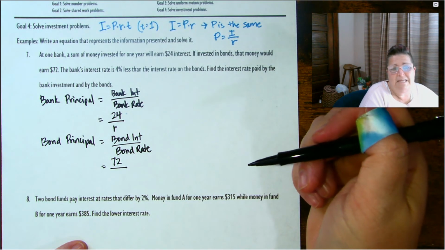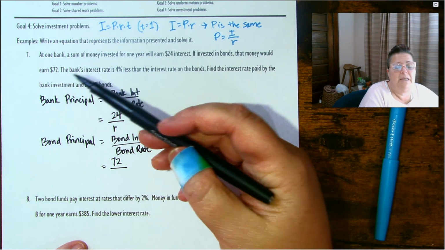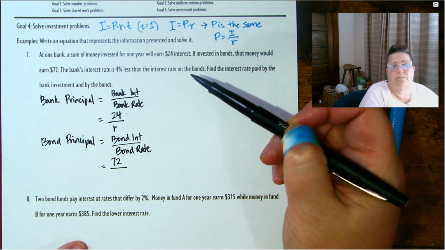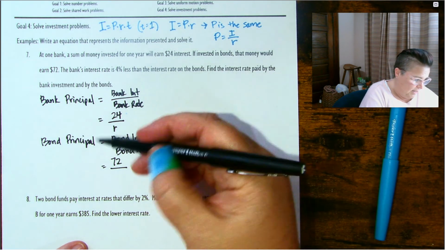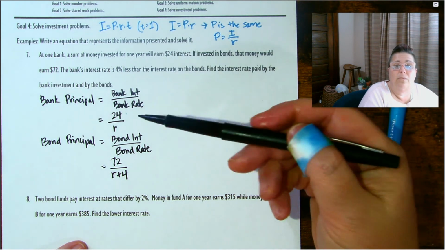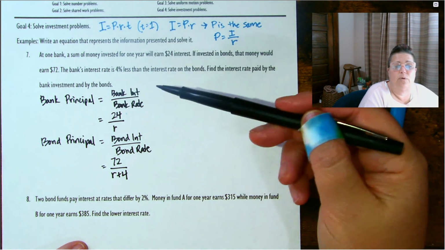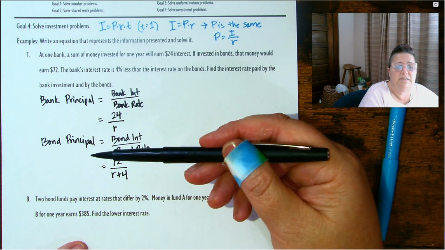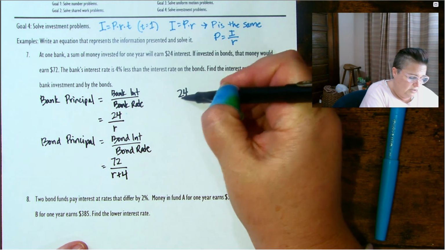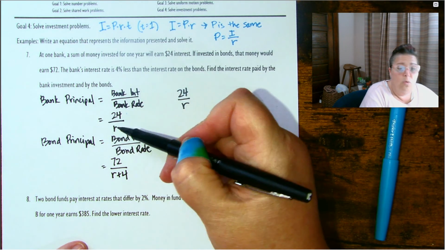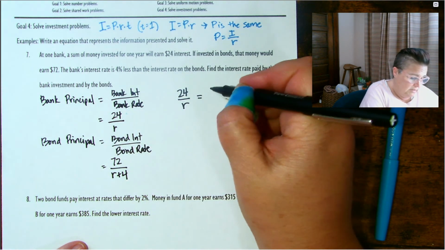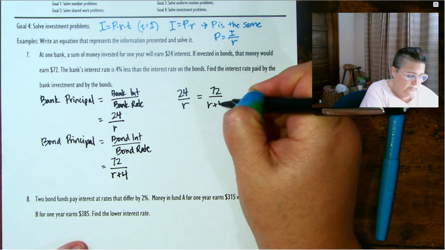The bank's interest rate is 4% less than the interest rate on the bonds. So that means that the bonds is 4% more than the bank. So this would be R plus 4. Now, what we can assume based on what's stated in the problem is that these two principals are the same. Since the principal amounts are the same, we can use the equation 24 over R, that's what we have for the bank's principal, is equal to the bond's principal, which is 72 over R plus 4.